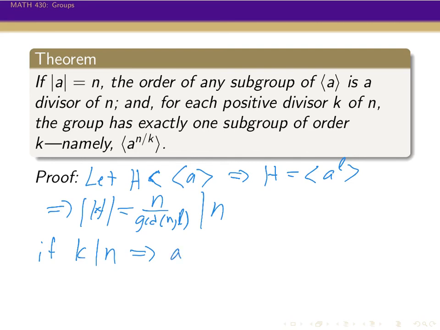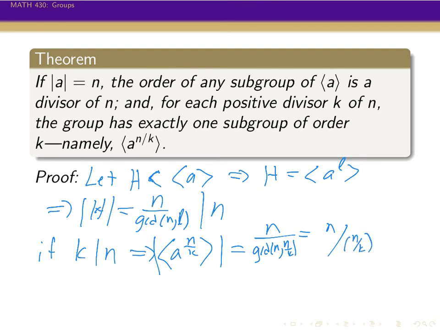you can see that a to the n over k, the order of this subgroup, is going to be equal to n divided by the GCD of n and n over k. But the GCD of n and n over k is just n over k. And so this is really n divided by n over k. And doing the algebra quickly, that's going to give us back k. So that is our subgroup of order k.